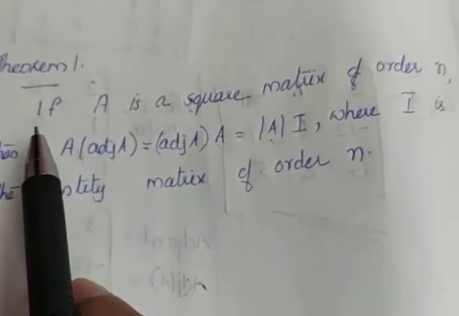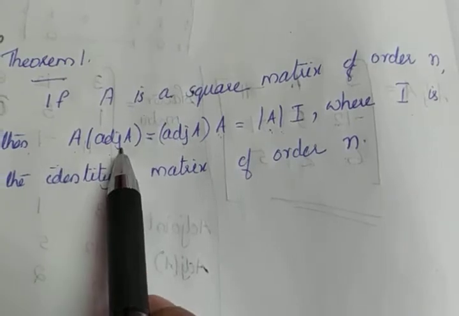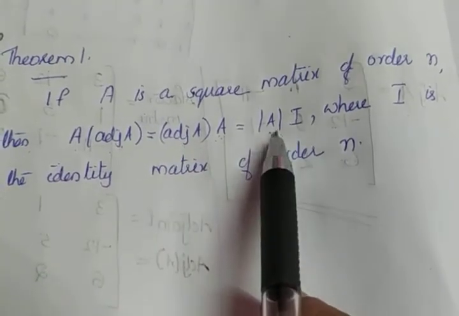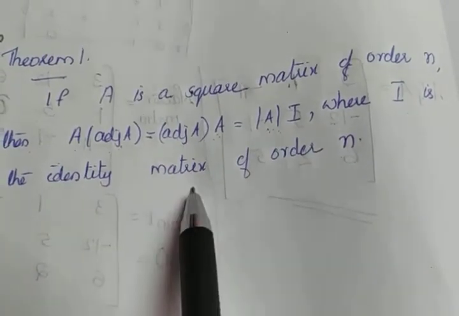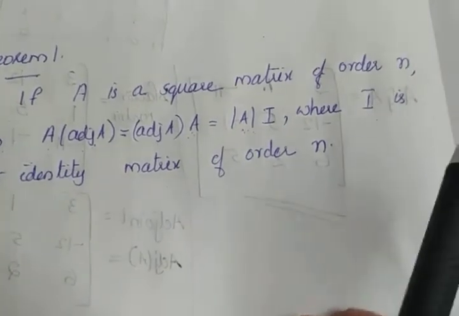We have a theorem. The theorem states that if A is a square matrix of order n, then A into adj A is equal to adj A into A is equal to det A into I, where I is the identity matrix of order n. Usually A into B is not equal to B into A.